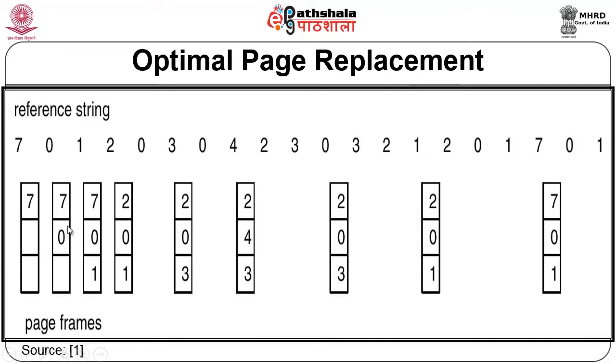So, 7 is chosen for replacement and this page 2 is brought instead of 7, or 7 is moved out and 2 is brought into the main memory. And the next memory reference is for page 0. Page 0 is present here in the main memory.